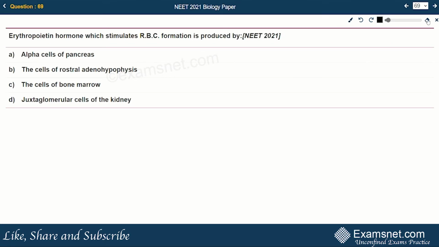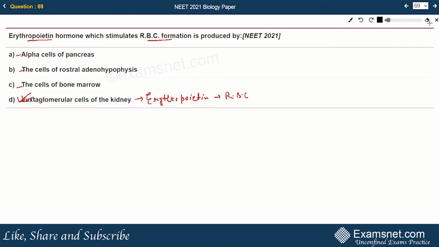Now next is question 69. It is from the chapter Chemical Coordination and Integration, class 11. The question is, erythropoietin hormone which stimulates RBC formation is produced by alpha cells of pancreas, the cells of rostral adenohypophysis, the cells of bone marrow and juxtaglomerular cells of the kidney. Which is the correct option? The correct answer here is option D, that is juxtaglomerular cells of kidney. These produce erythropoietin, and this hormone stimulates RBC formation.